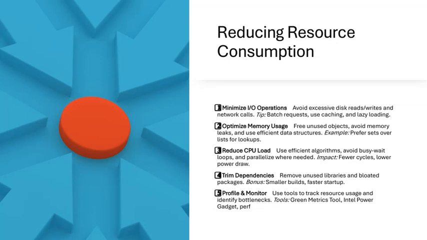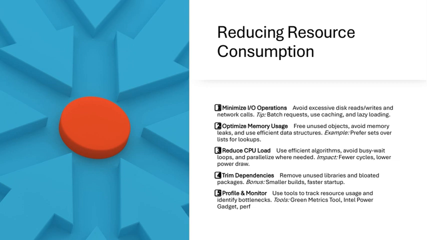Let's talk about reducing resource consumption, which is crucial for optimizing our systems. First, minimizing I/O operations is key. That means avoiding unnecessary disk reads and writes, as well as network calls. A good tip here is to batch requests together, use caching effectively, and implement lazy loading so we only load what we need when we need it.